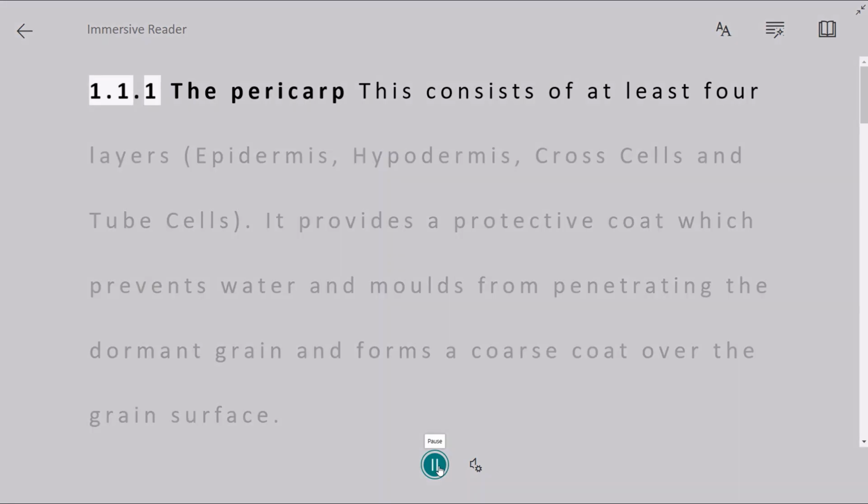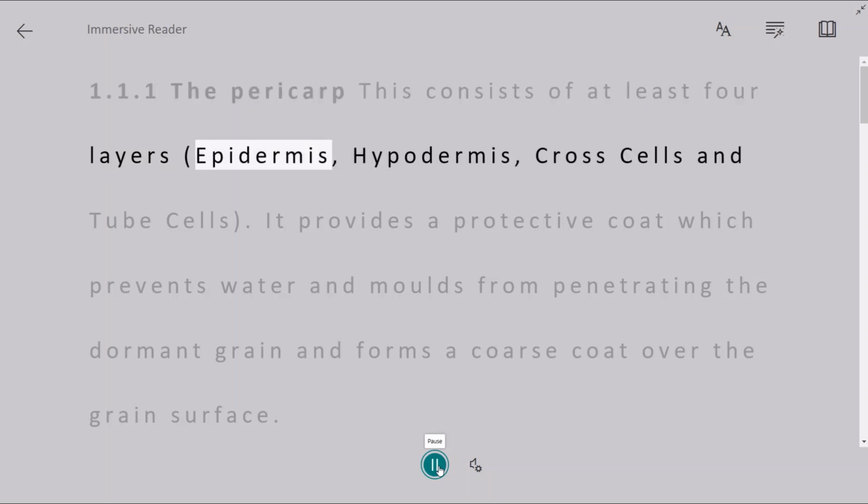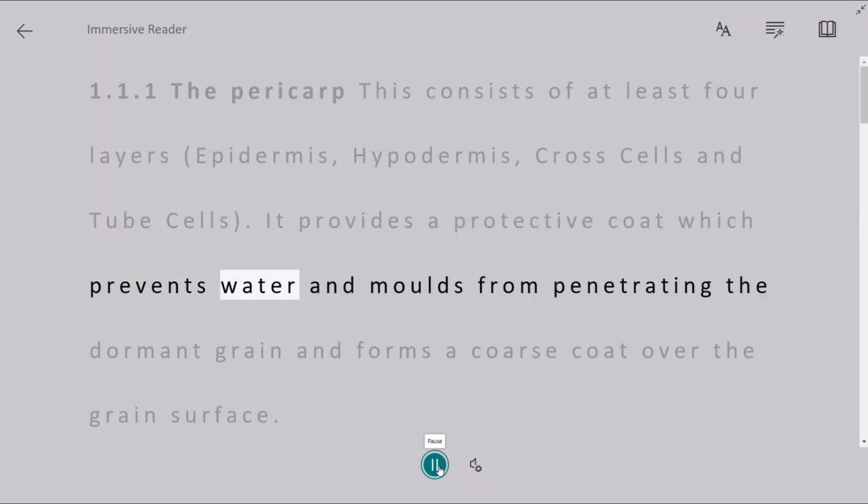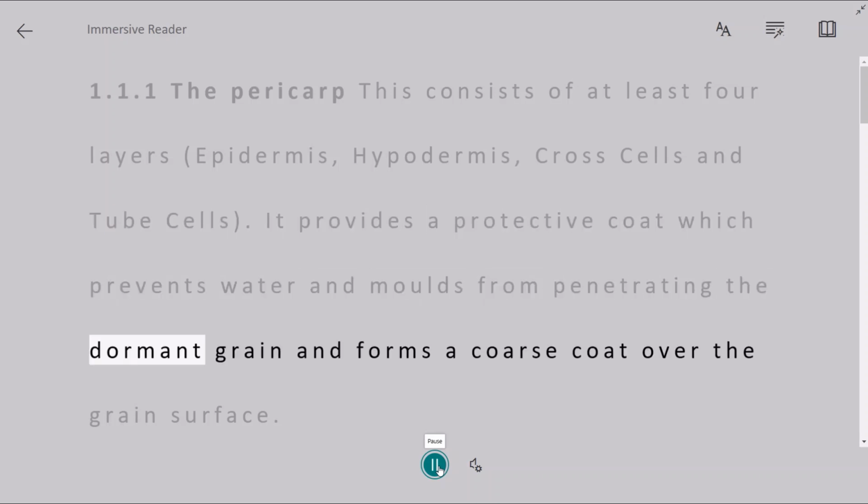1.1.1 The pericarp. This consists of at least 4 layers: epidermis, hypodermis, cross cells, and tube cells. It provides a protective coat which prevents water and molds from penetrating the dormant grain and forms a coarse coat over the grain surface.